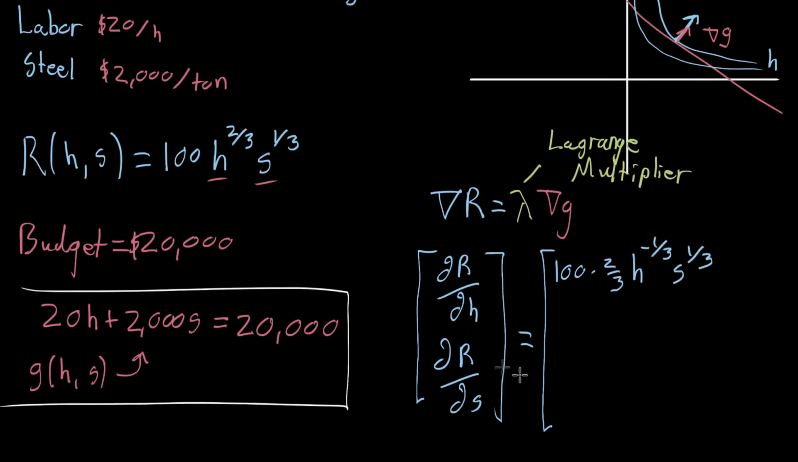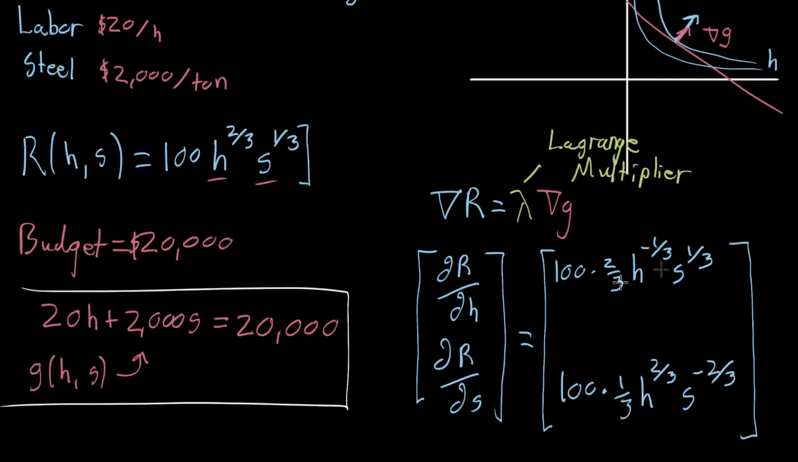And then the second component here, the partial derivative with respect to s, is going to be 100 times, well, now by treating s as the variable, we take down that 1/3, so that's 1/3. h to the 2/3 just looks like a constant as far as s is concerned. And then we take s to the 1/3 minus 1, which is negative 2/3. Great, so that's the gradient of r.